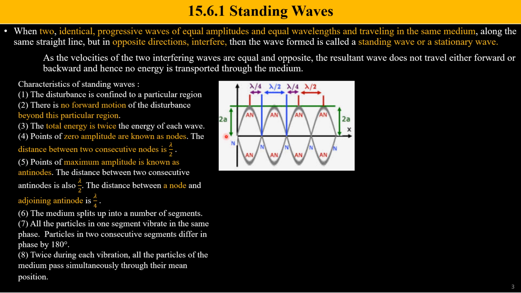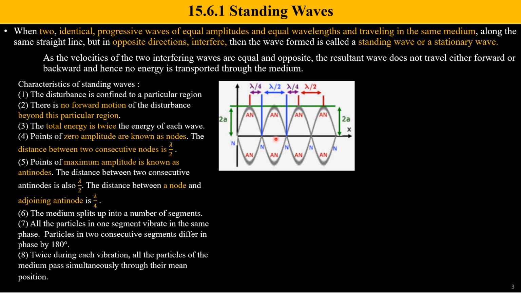Please see the figure on the right hand side. There are several points marked as N on the x-axis. These points have zero amplitude and they are represented by the capital letter N. The distance between two nodes is lambda by 2. See here, there is one N and the next node is another N. So therefore the distance is lambda by 2.